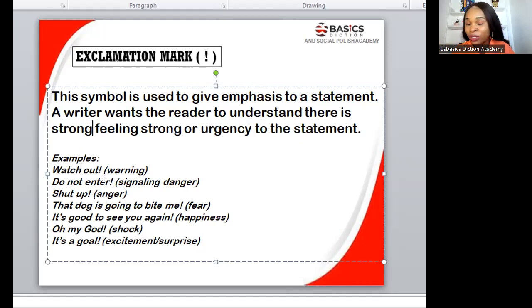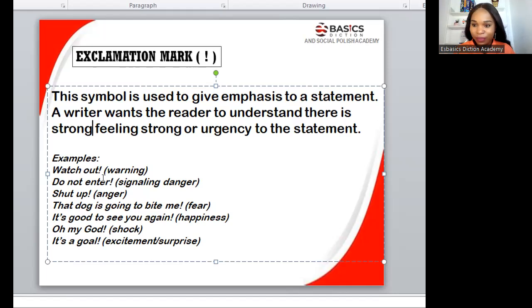Examples: Watch out! You are warning someone. You say, Watch out! Do not enter! The tone of your voice should convey that you are signaling that there's an impending danger. Do not enter!